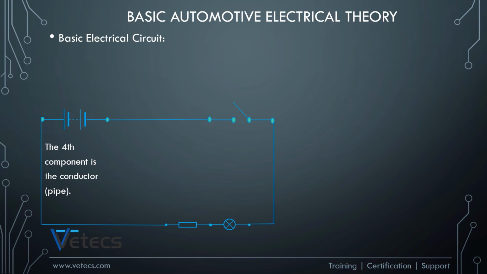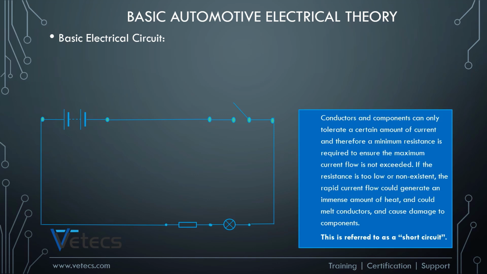We would now like to raise an important point. Conductors and components can only tolerate a certain amount of current, and therefore a minimum resistance is required in an electrical circuit to ensure the maximum current flow is not exceeded. If the resistance is too low or is non-existent, the rapid current flow could generate an immense amount of heat and could melt conductors and cause damage to components. This is referred to as a short circuit.